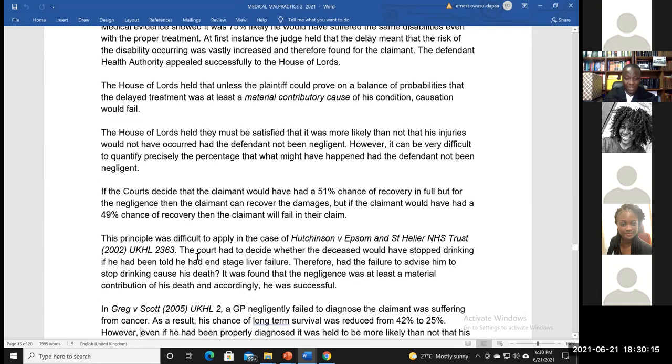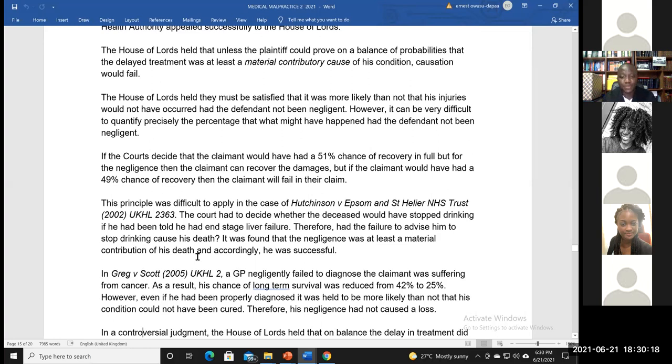Maybe you also have to look at the case of Gregg against Scott... rather, Chester... rather, Wilsher... in fact, the case of Atkinson against Ipswich and St Helier NHS Trust, a 2002 decision. And the court had to decide whether the deceased would have stopped drinking if he had been told he had end-stage liver failure, and therefore, whether the failure to advise him to stop drinking caused his death. In other words, if the deceased had been warned that he had the last stage or the end stage liver failure, would that have induced behavioral change to let him stop drinking?